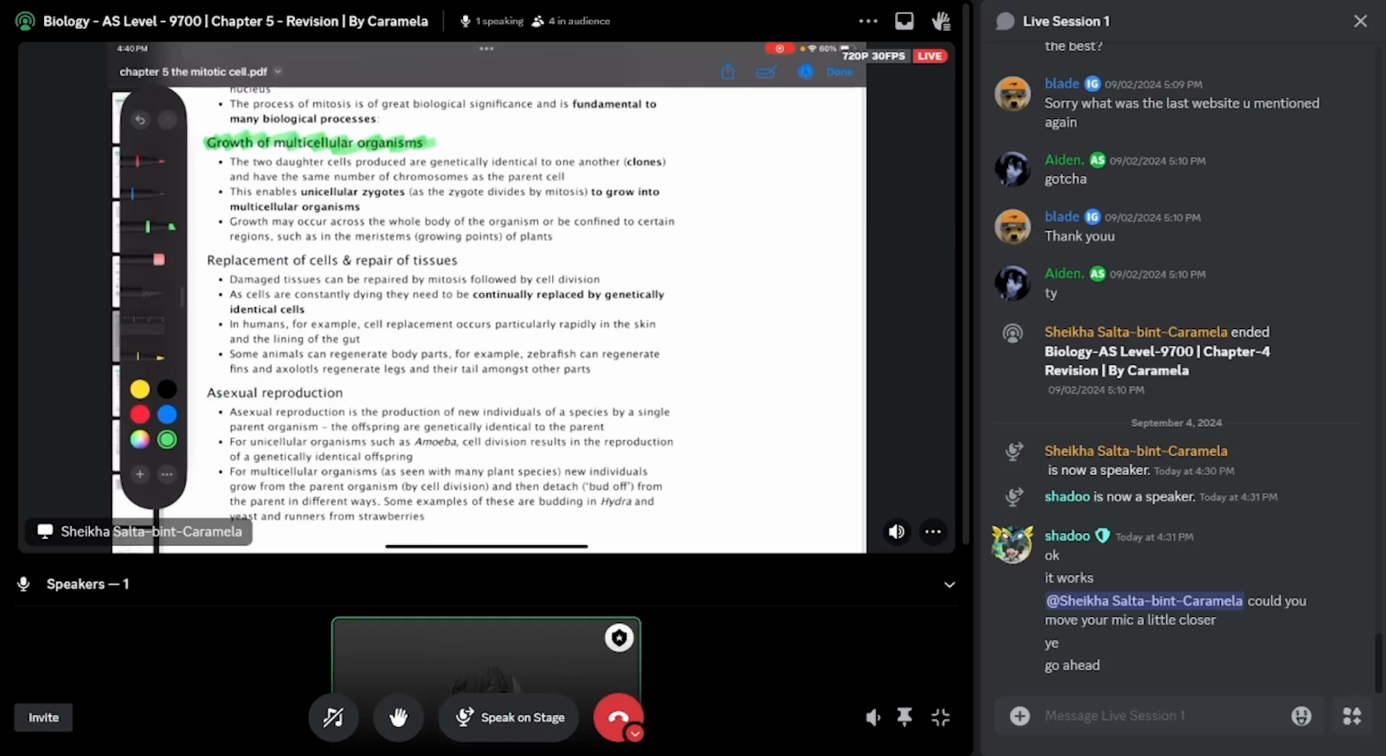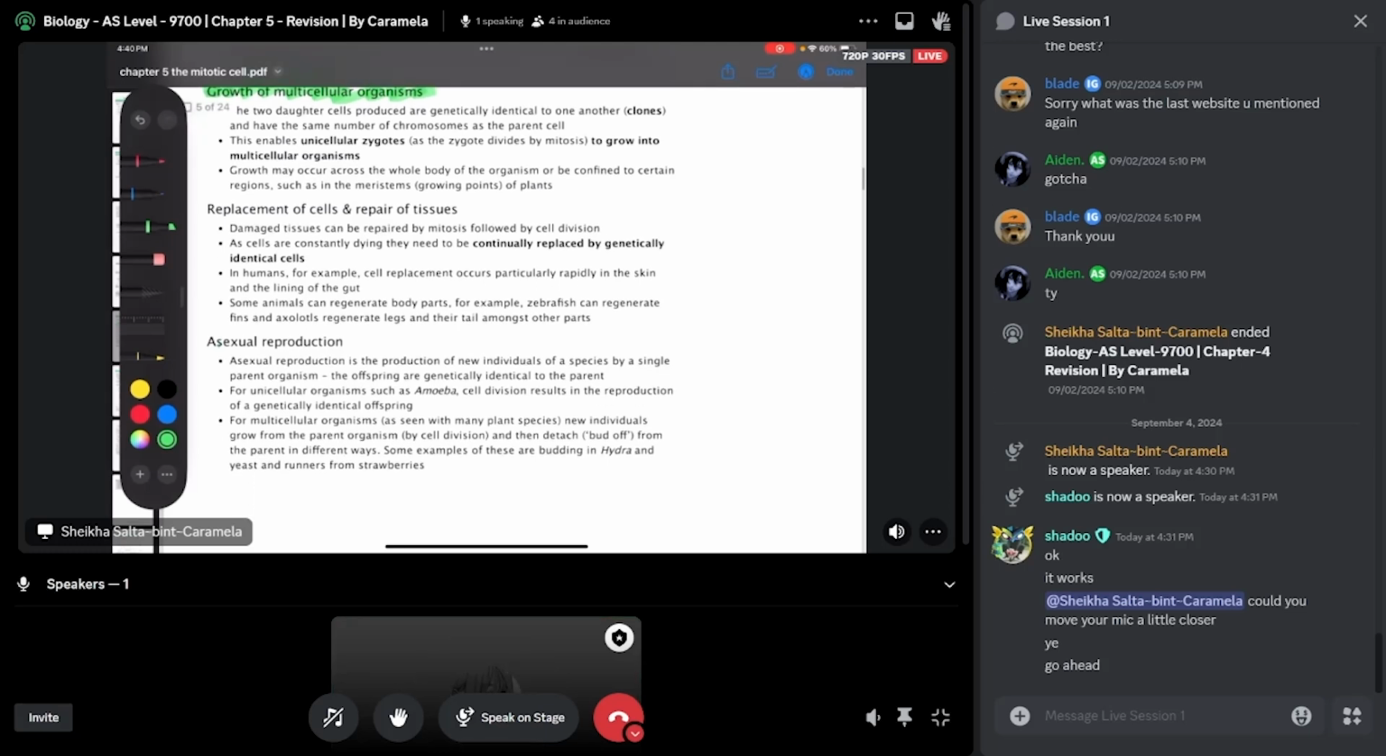Growth may occur across the whole body of the organism or be confined to certain regions such as meristems of plants. So the roots growing, or cell elongation, also includes mitosis. Then we have replacement of cells and repair of tissues. The best example would be your skin cells, as the cells on your skin die really quickly, and the lining of your gut wears off really quickly as well. So to replace those continuously and rapidly, mitosis needs to take place. Since mitosis is also a very fast process, this helps as well.